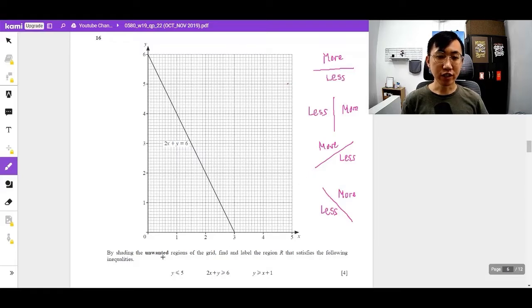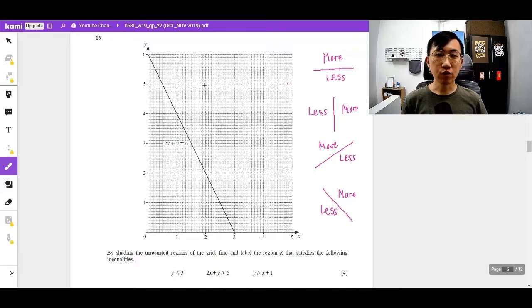By shading the unwanted regions of the grid, find and label the region R that satisfy the following inequalities. Alright, so they already given you 3 inequalities. I want you to assume that all of these are equal signs first. Okay, so let's do y equals to 5.